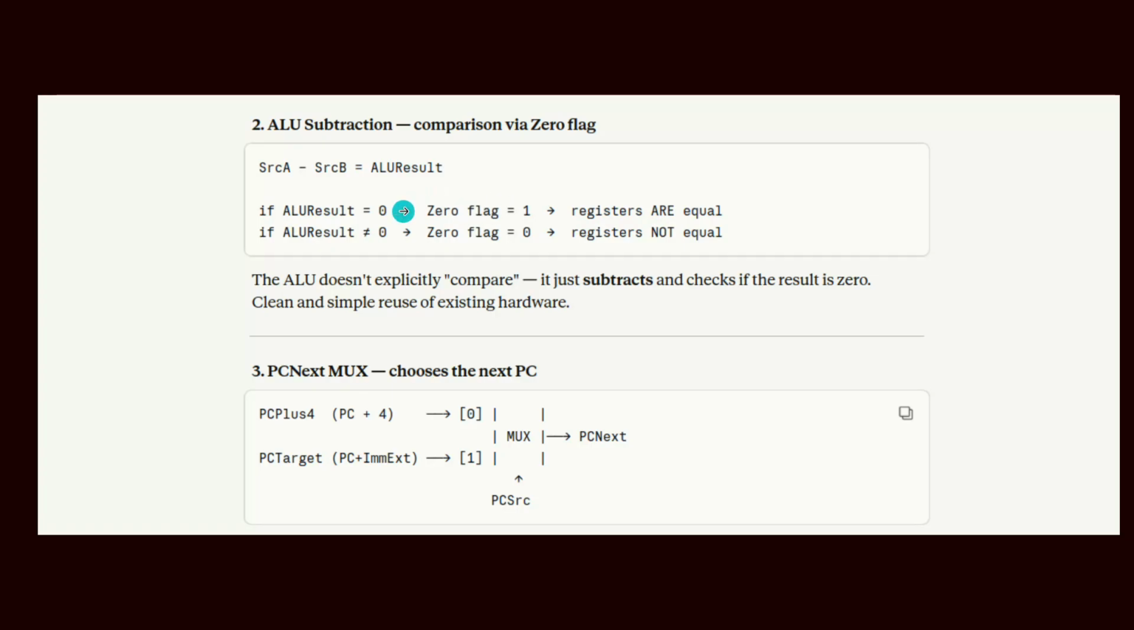So when it becomes 0, the 0 flag would be 1. So that means registers are equal. If the value is not 0, the 0 flag is 0. That means the registers are not equal. Understood? Otherwise the registers are equal.